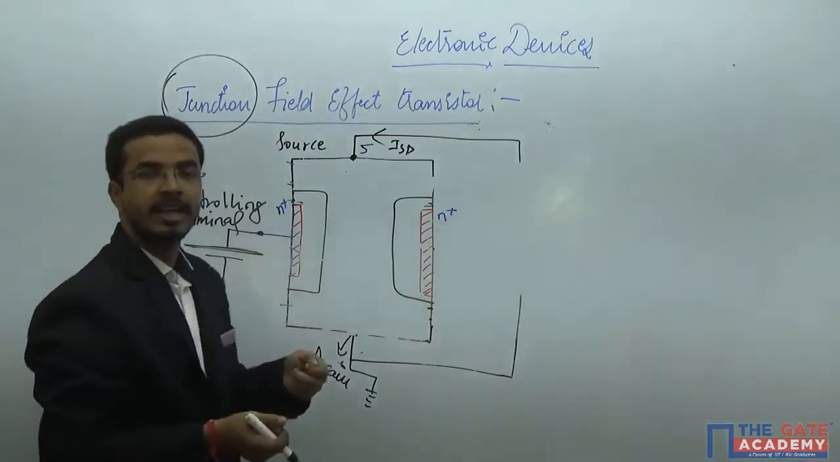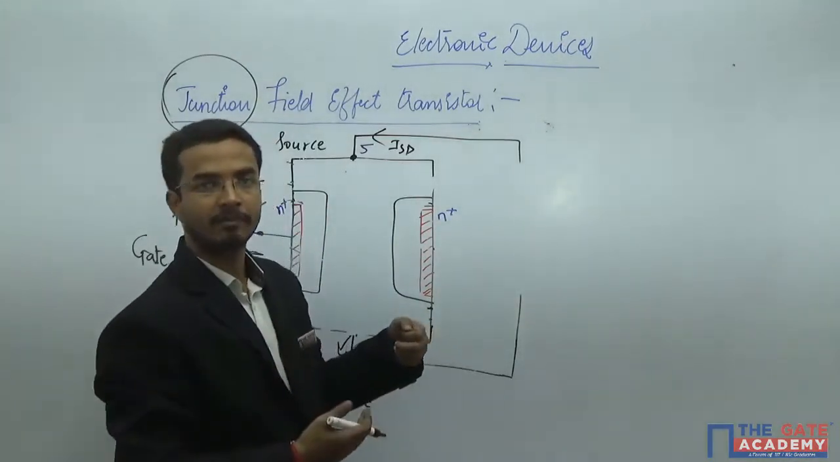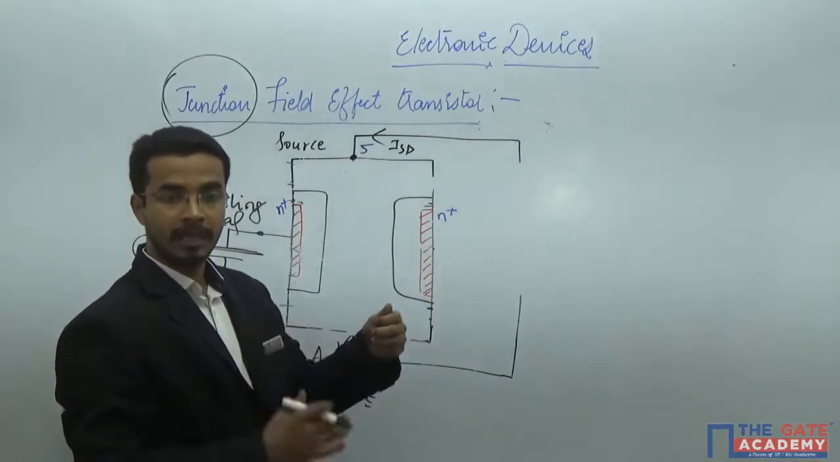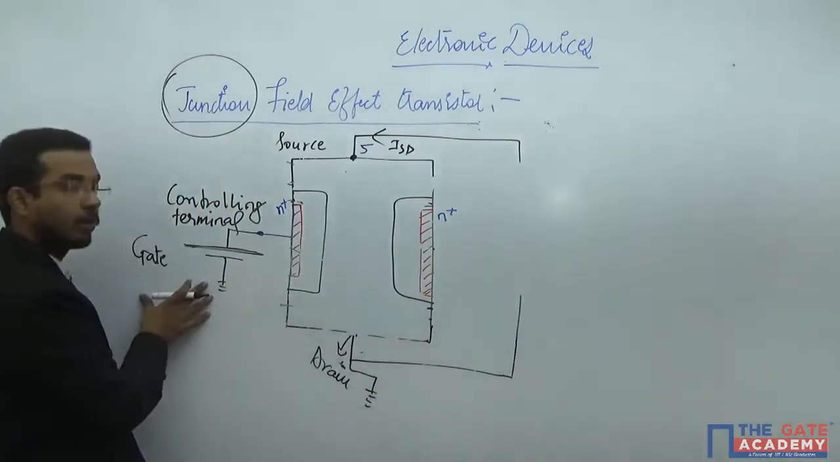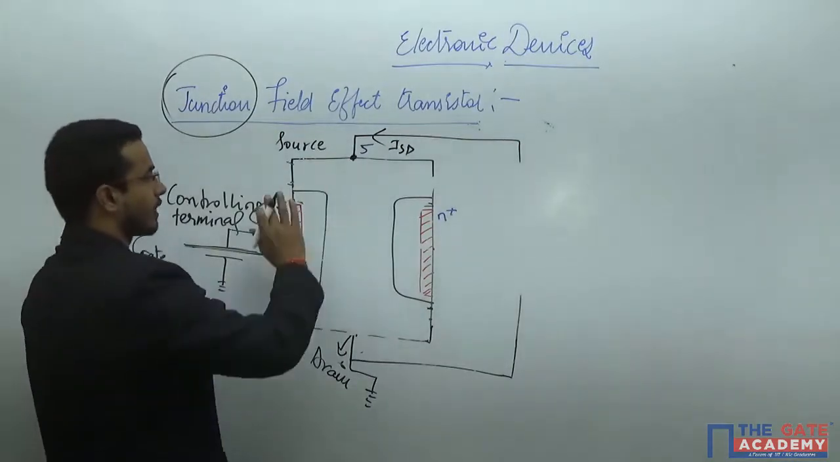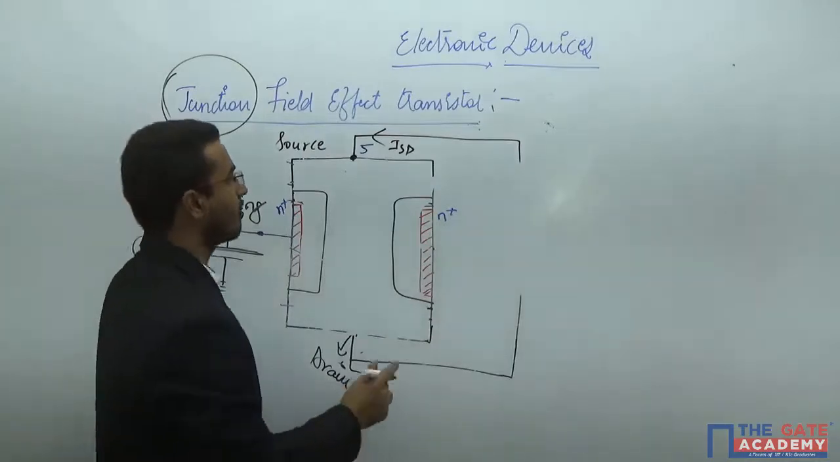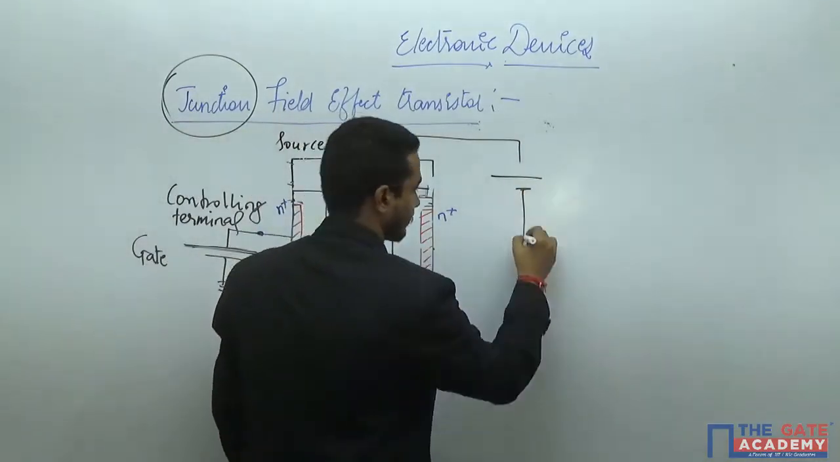Because what is a gate? Gate can control the number of persons coming from outside to inside and the number of persons going from inside to outside. That means it can control the characteristic of this particular device. This is known as the gate.